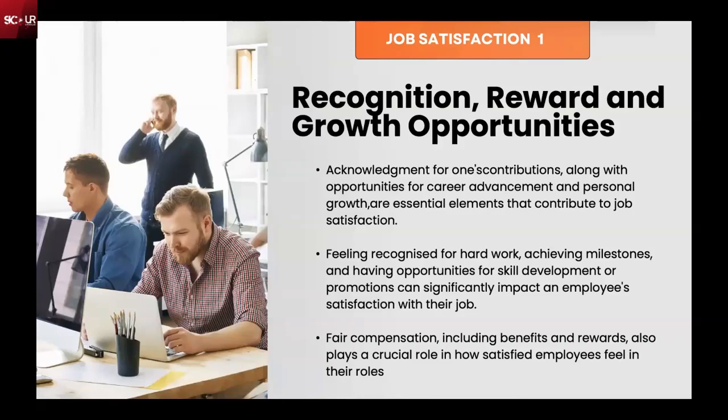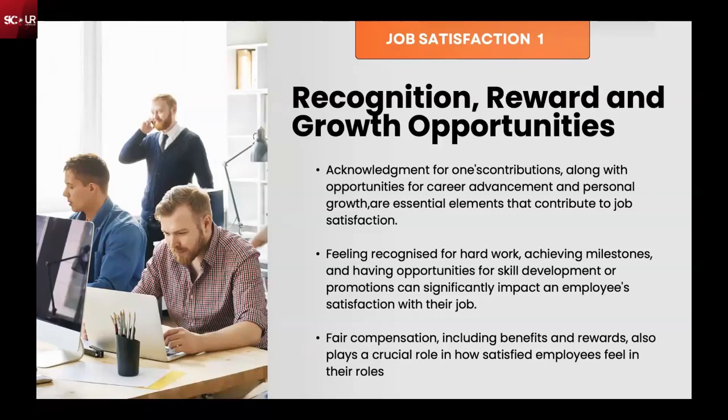Thank you, Mr. Dennis. So in this presentation, we have listed down 3 factors where job satisfaction can be achieved by an employee. So the first factor is recognition, reward, growth, and opportunities. Acknowledgement for one's contribution along with opportunities for career advancement and personal growth are essential elements that contribute to job satisfaction. Feeling recognized for hard work and achieving milestones, as well as having opportunities for skill development or promotion can significantly impact an employee's satisfaction with their job.